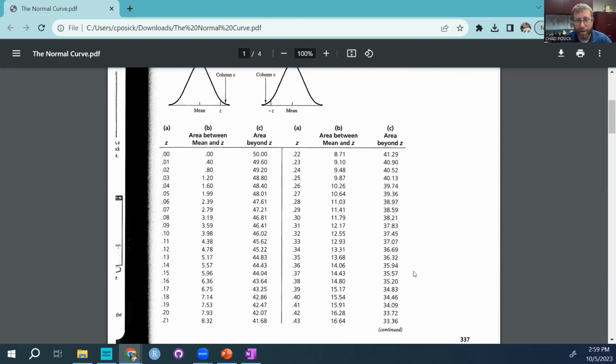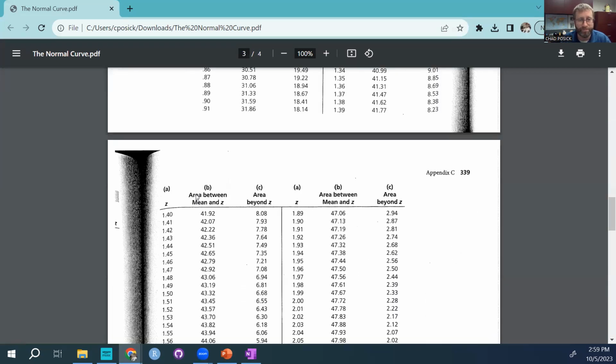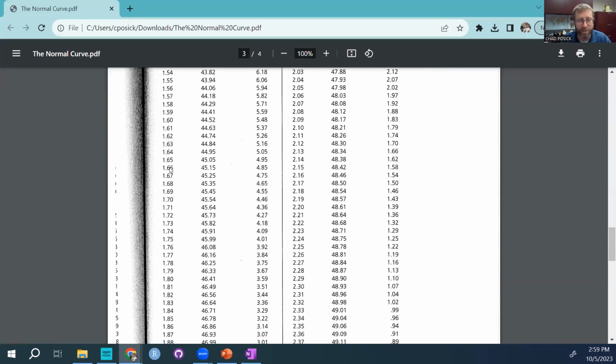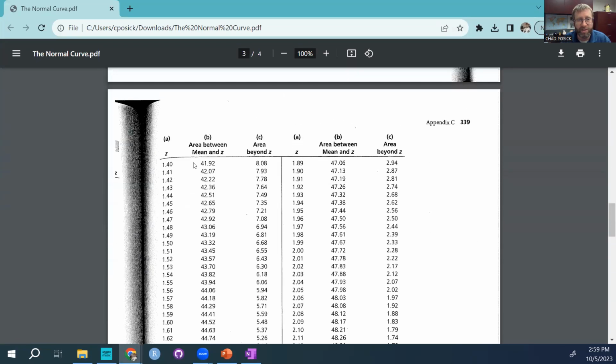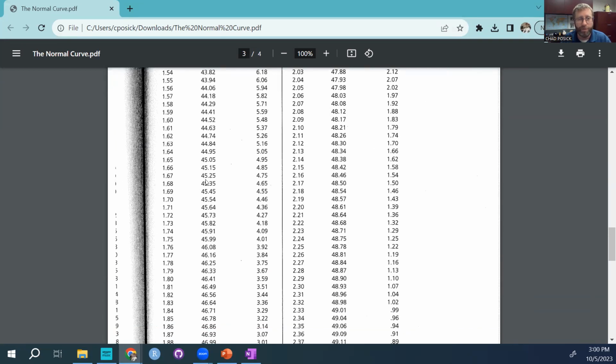So in our example, our z-score is 1.67. So I have to scroll down quite a bit here. And there it is, z-score of 1.67. Remember, this column, B, is the area between mean and z. So 45.25 cases are in between the mean of 20 and the z-score of 1.67, reflecting a score of 30.